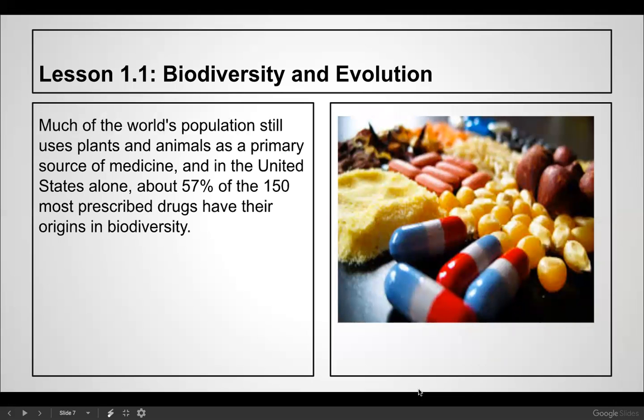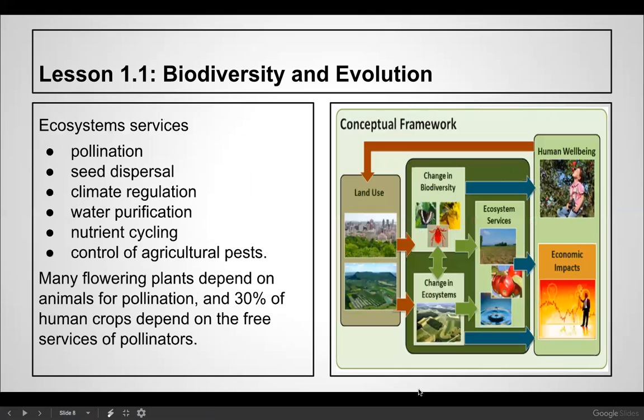Much of the world's population still uses plants and animals as a primary source of medicine. In the United States alone, 57% of the 150 most prescribed drugs have their origins in biodiversity. So we get some medicines from forests, and if we keep chopping them down, we might not have those medicines in the future.